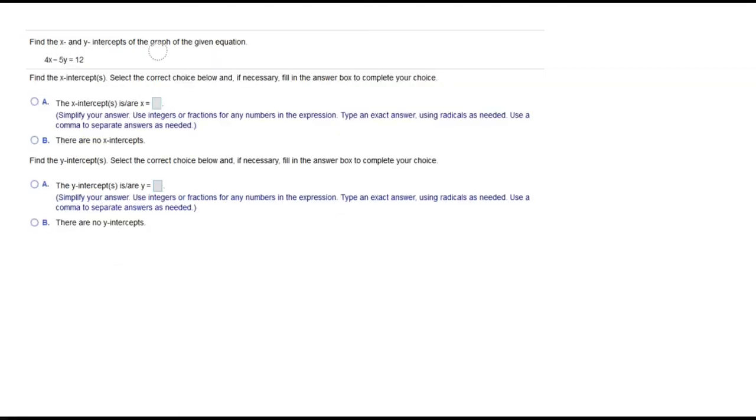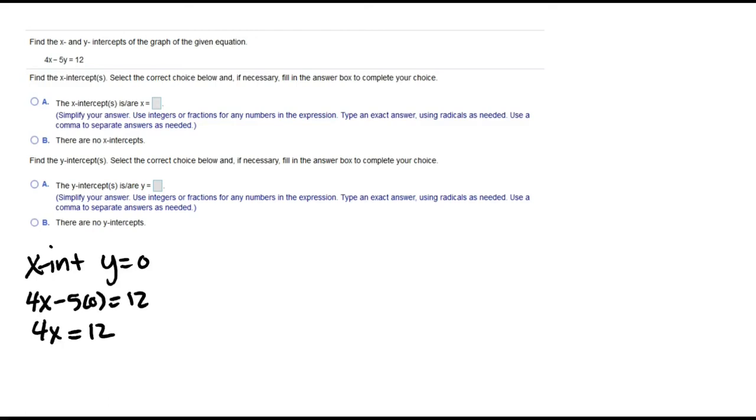Find the x and y intercepts of the graph of the given equation, 4x minus 5y equals 12. We're going to find an x-intercept by letting y equal 0. So that's 4x minus 5 times 0 equals 12. 4x equals 12, divide by 4, and x equals 3. I like to write my x-intercepts as ordered pairs, 3, 0. But the directions say to enter them as integers or fractions, so we would just write x equals 3 for our x-intercept.